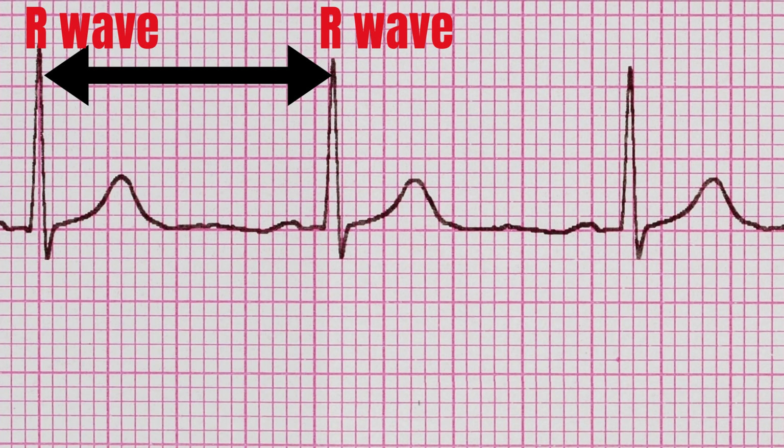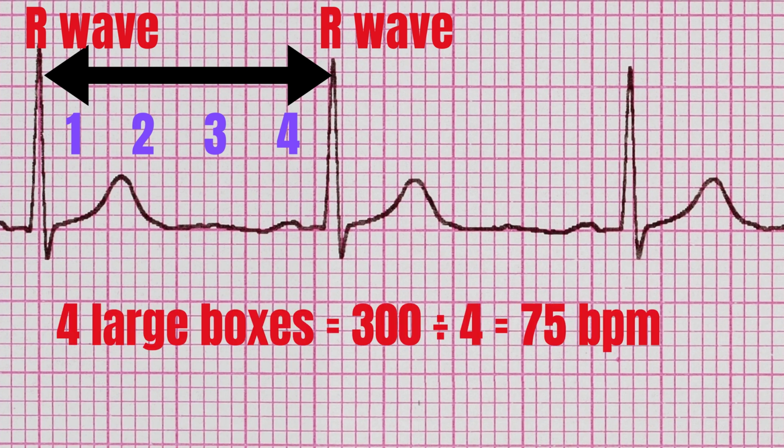Now let's calculate the heart rate. Count the number of large boxes between two R waves. Divide 300 by that number for the heart rate in beats per minute.